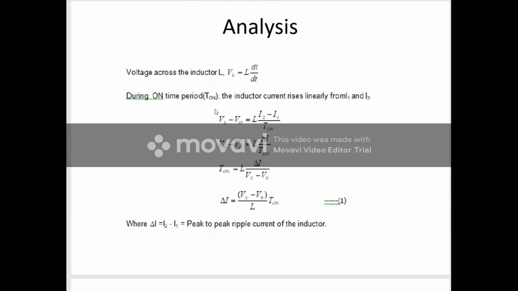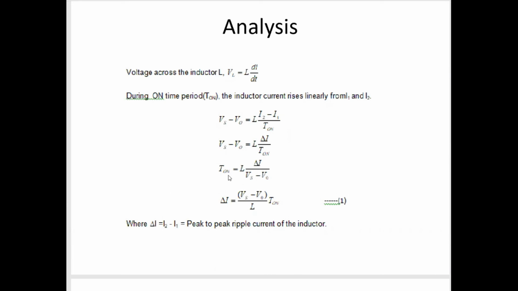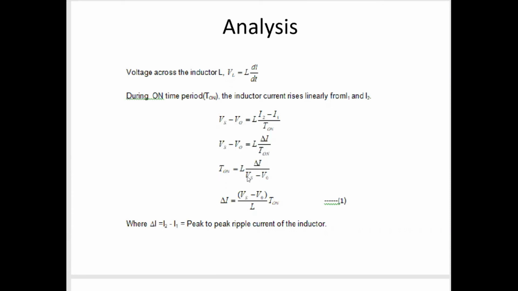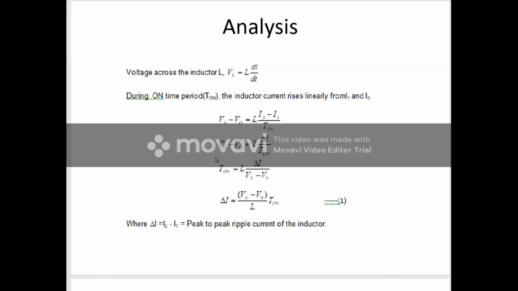From this we have to find two equations. One is T on equal to something, and then del I equal to something. We just rearrange this. If you want to find T on, bring T on to this side and Vs minus V0 down as the denominator. So T on equal to L into del I divided by Vs minus V0. Then to find del I, multiply by Vs minus V0 and divide by L. This del I we consider as equation number 1.